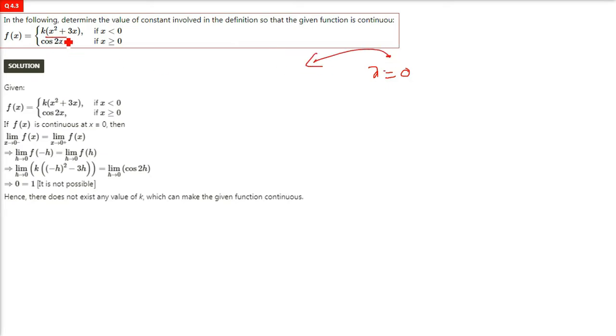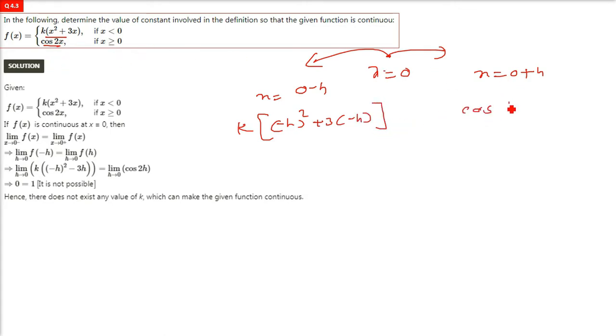So on left it will be k into x square plus 3x. On right it is going to be cos 2x. So left we will put 0 minus h. Right we will put 0 plus h. Let us put it here. K, 0 minus h means minus h whole square plus 3 into minus h. On right we have cos 2 into 0 plus h, that is h.